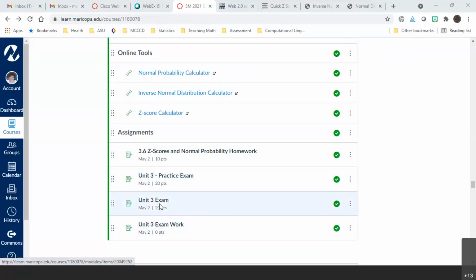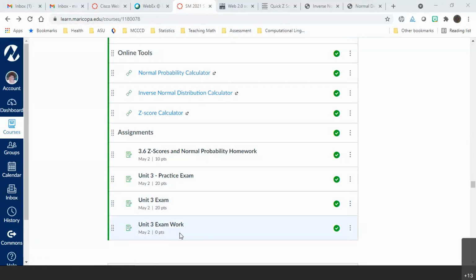The real exam, the actual one that you take once, is this Unit 3 exam. It covers everything on probability and statistics that we've done so far. Again, it's due at a minute to midnight on Sunday, May 2nd. Please don't wait until like 9 o'clock to do the exam. And here's the Unit 3 exam work.